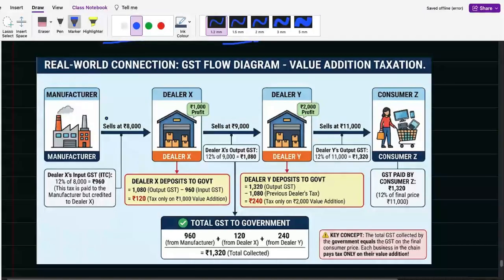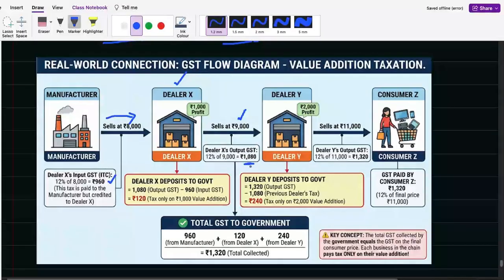Manufacturer is selling the goods at 8,000 to dealer X. Got it? So dealer X is paying 8,000, and additionally he is paying 12% of 8,000, which is 960, which is the inbound GST for the dealer X, not for the manufacturer. Inbound GST is 960 for dealer X. Understood? He is adding that 1,000 profit and selling it to the dealer Y, which is 9,000 is the price now. And the dealer Y is paying 12% of that 9,000, which is 1,080.